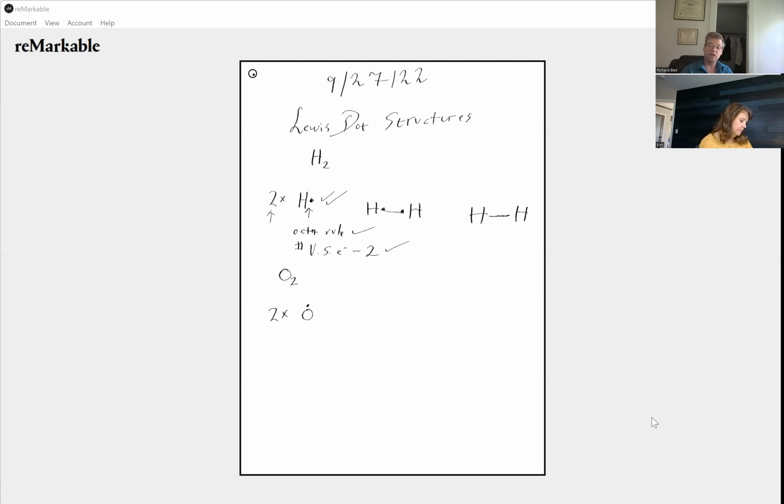And remember to put 1 electron in each of the 4 quadrants before pairing them up. So there's 1, 2, 3, 4. We're not at 6 yet, but we have 1 electron in each quadrant. So we have no choice but to begin pairing it up, like this. Okay? How many electrons do we have? Well, we have 6 valence shell electrons per oxygen. So we have 12 electrons total that we're going to need in the final Lewis dot structure.